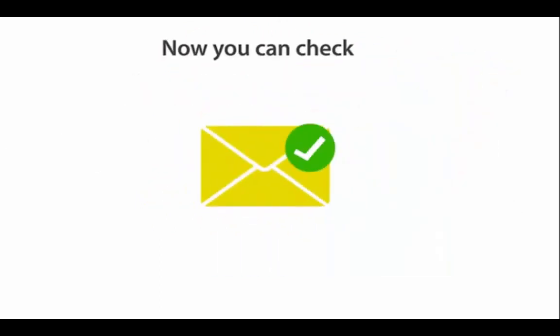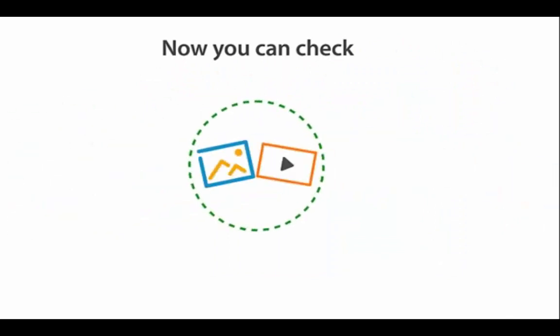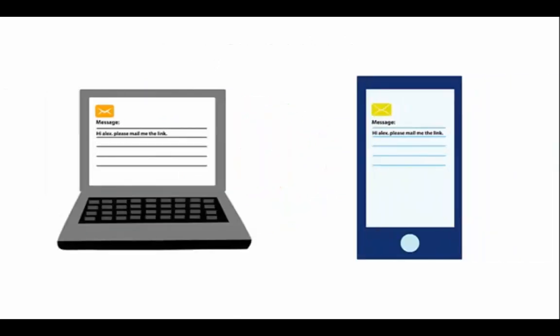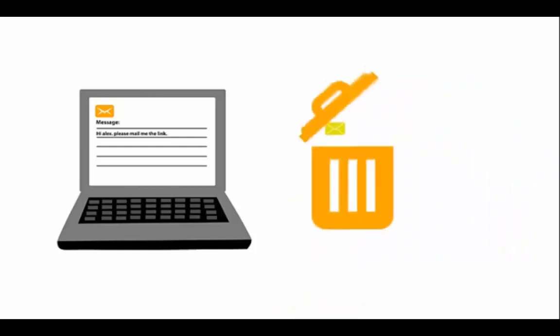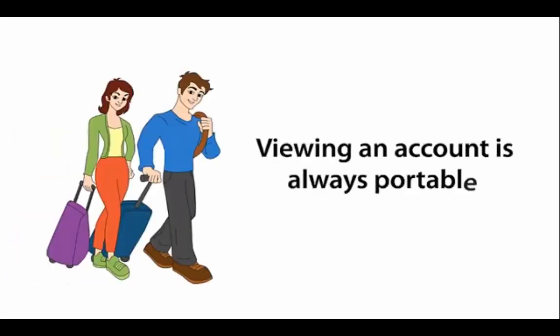You can check every text message, monitor all the phone calls, view all the videos and all the photos, see and track the exact GPS location, and much more. And only you can view all the data exactly as it appears on the monitored device, even if it has been deleted. You can access the data from your cell phone, your tablet or PC anytime you want. Viewing an account is always portable.